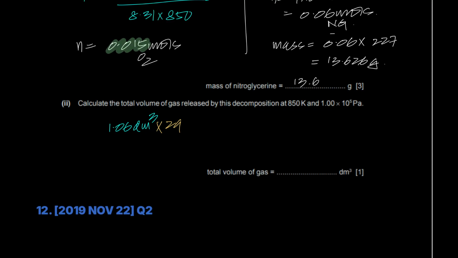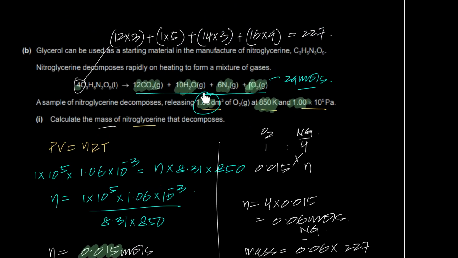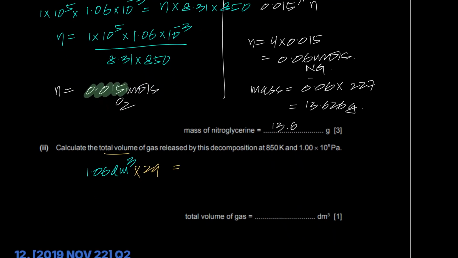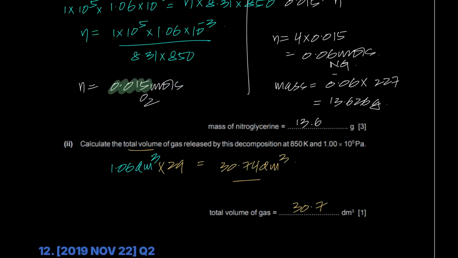So if 29 moles were to be released, because you're seeing total volume, you have to take into account all the moles. So for 29 moles, how much volume is being released? 29 times 1.06, what do you get? 30.74 dm cubed. Done. And again, 3 sig fig. I write it correct to 3 sig fig, which is 30.7, instead of writing 30.74. Done. 2020 set over.